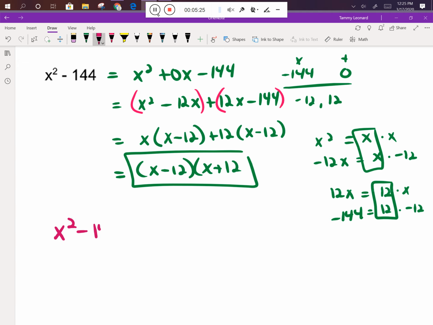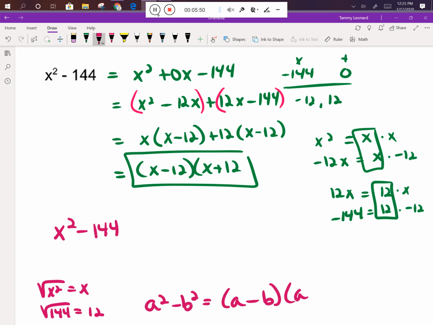When I see x squared minus 144, I immediately notice that I've got a square minus a perfect square. And I say to myself, okay, the square root of x squared equals x. And the square root of 144 equals 12. So then I remember my pattern. Remember the pattern was a squared minus b squared equals a minus b times a plus b. Well, the x is the a and the 12 is the b.